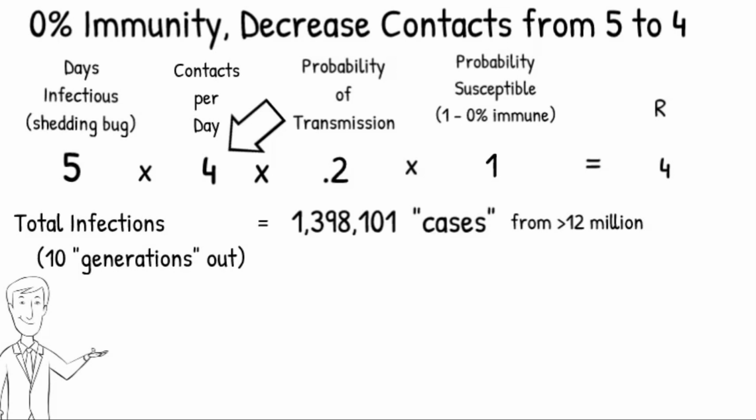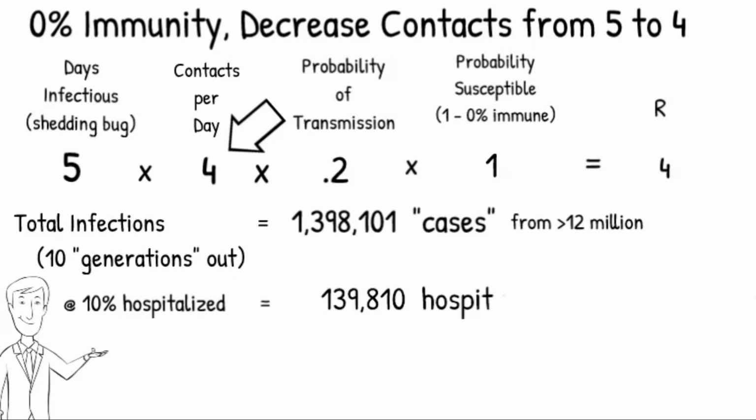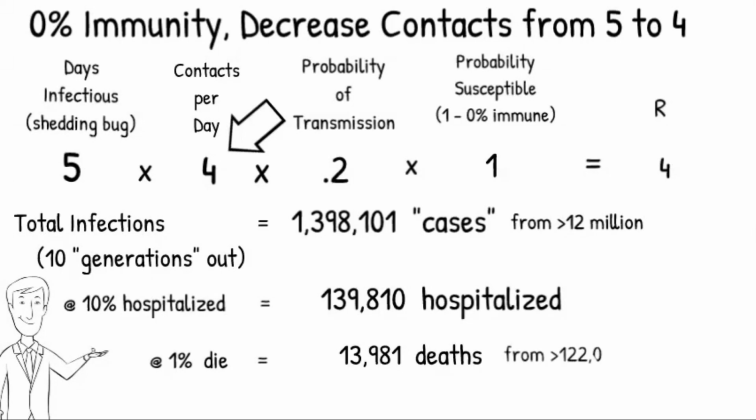Resulting in about 1.4 million infections, down from the original 12 million infections 10 generations out, and a decrease in hospitalizations down to about 140,000, and deaths down to about 14,000 from the original 122,000. That's a huge benefit, a huge gain, with only a pretty small change in behavior, reducing the number of contacts per day by 20% and getting a 90% decrease in the number of cases and deaths. This is an extremely important illustration of the exponential impact of relatively small changes.